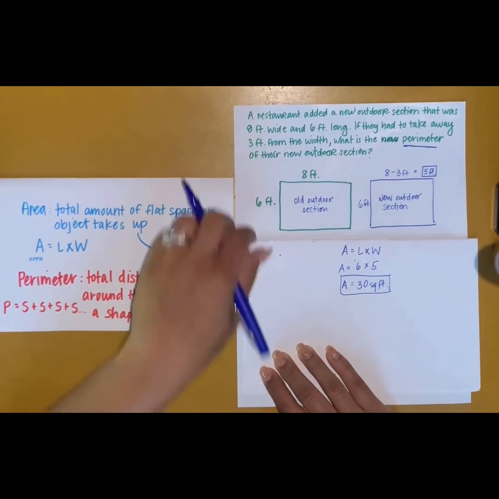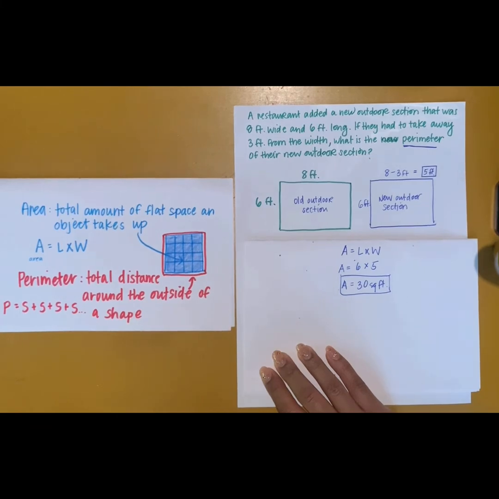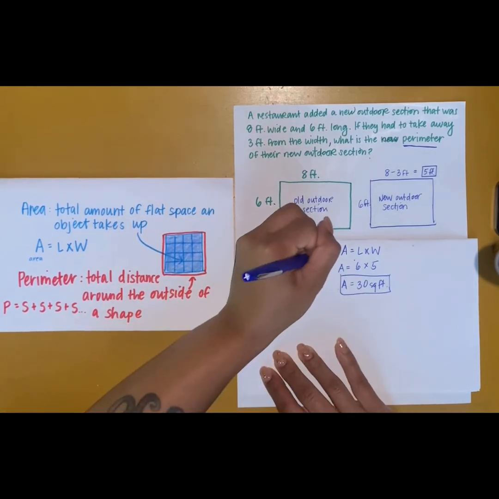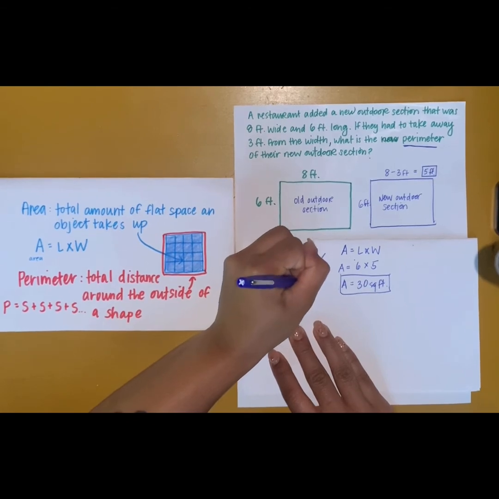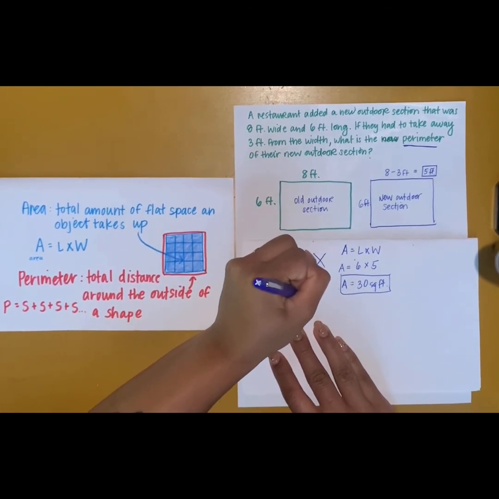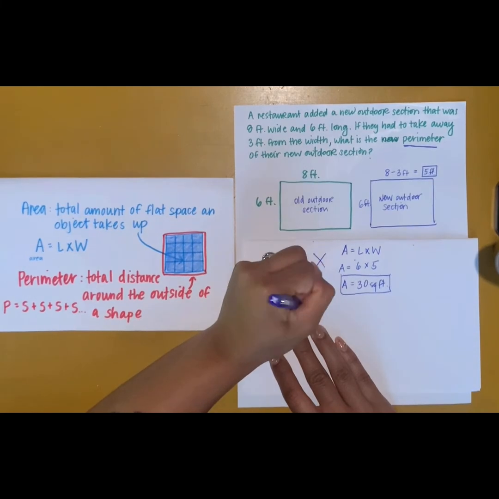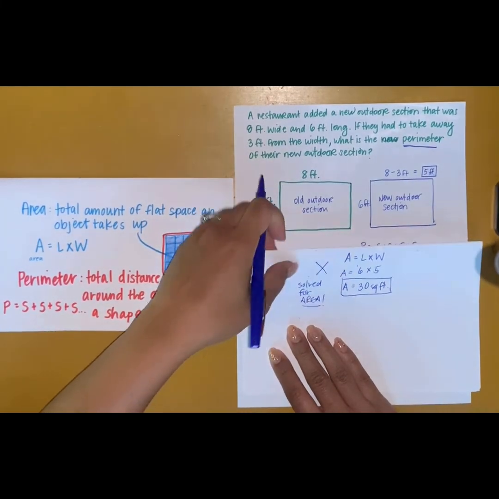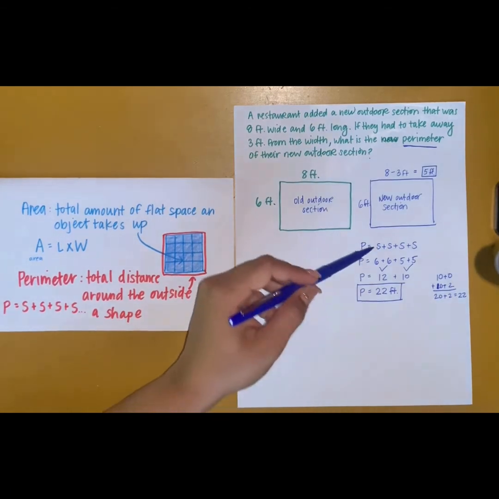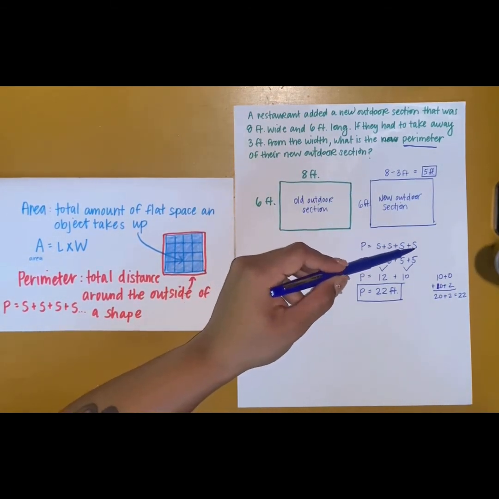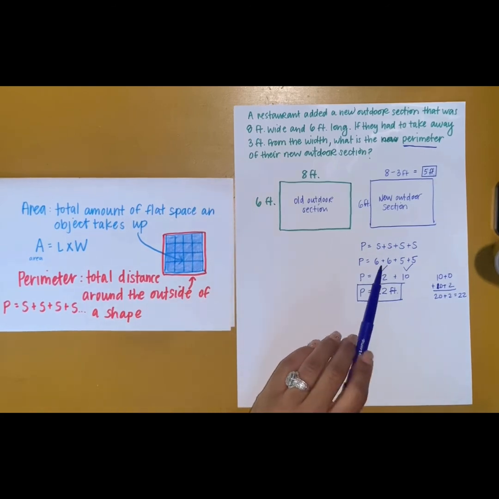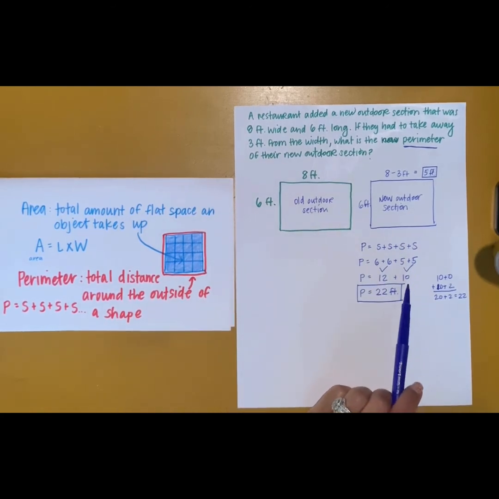Now, let's solve correctly. How did you solve to find the perimeter of this shape? Say it out loud. I heard you say that you used our equation, P equals S plus S plus S plus S, to add all of the sides together. 6 plus 6 is 12, 5 plus 5 is 10, to give us a new perimeter of 22 feet. Nice work.